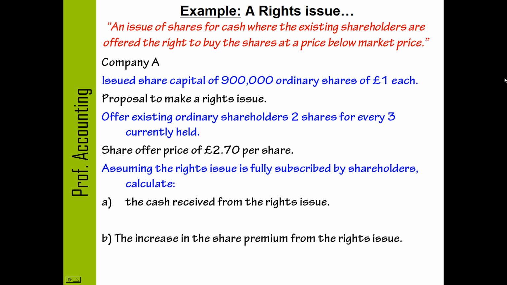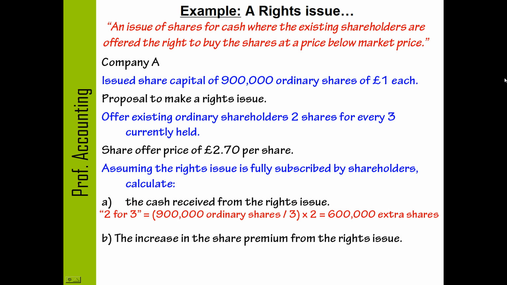So here it is on one line. So it's 2 for 3. 900,000 divided by the 3, and that gives you 300,000. Times it by the 2 extra shares, so that's 600,000 extra shares. Hopefully you're still with me at this point. So that's 600,000 extra shares that are potentially going to be sold.